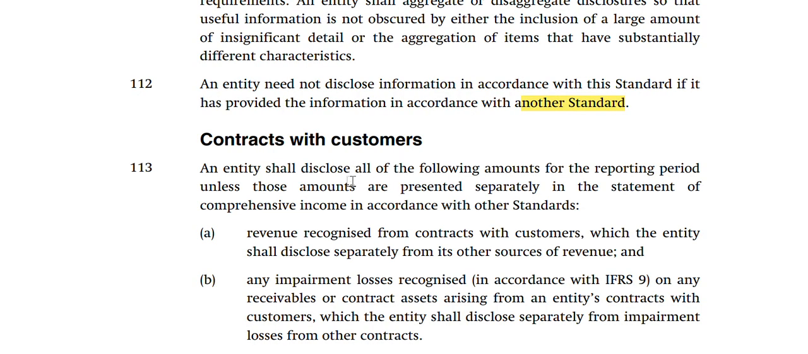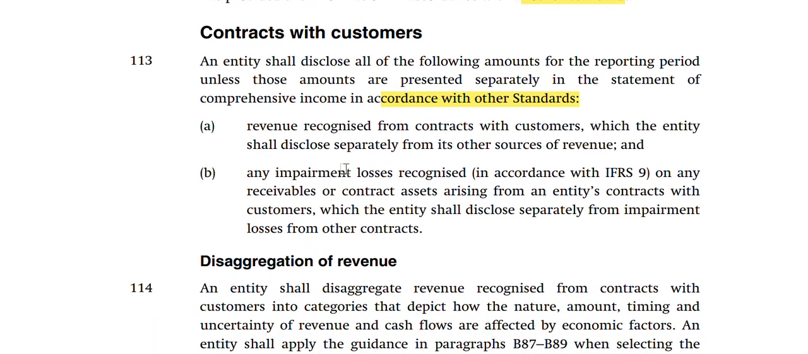Contracts with customers. An entity shall disclose all the following amounts for the reporting period unless those amounts are presented separately in the statement of comprehensive income in accordance with other standards. One, there should be the revenue recognized from contracts with customers, which the entity shall disclose separately from other revenue. Two, any impairment losses recognized on any receivable or contract asset arising from the entity's contracts with customers, which the entity shall disclose separately from impairment losses from other contracts.